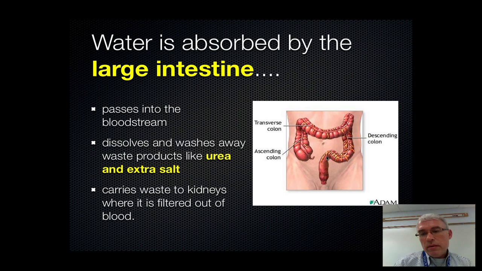Okay? All the waste products that are dissolved in this water are then filtered out by the kidneys. Two very important waste products that our body has to get rid of are chemicals like urea and salt, because we tend to consume much more salt than we actually need. These are filtered out by the kidneys.